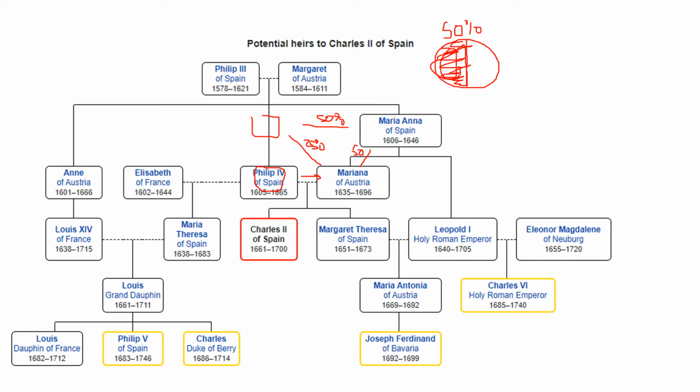Now, because she is 25% related to Philip IV, 25% of the genes on average that she gives to Charles II are also going to be shared by Philip IV. So she only gives 50% of her genes to Charles II, but 25% of that 50%, or 1/8, is going to be also shared by Philip IV. So essentially we end up with this father being 5/8 related to his son Charles II.